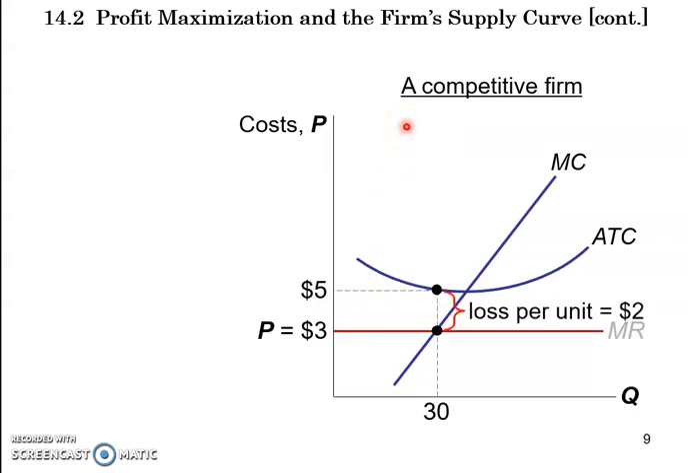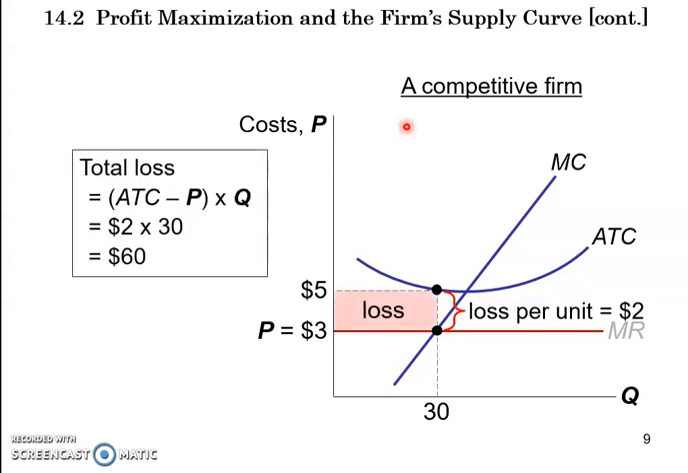Let's check this out. The firm loses $2 per unit because it gets only $3 back from the market, but it has to spend $5 producing each unit. So it loses $2 and it produces 30 units. So the total loss will be the loss per unit times the quantity of output. It will be $60. So that is the pink area here.